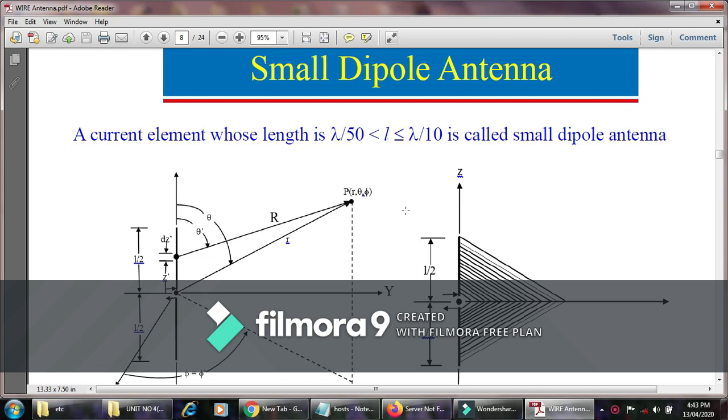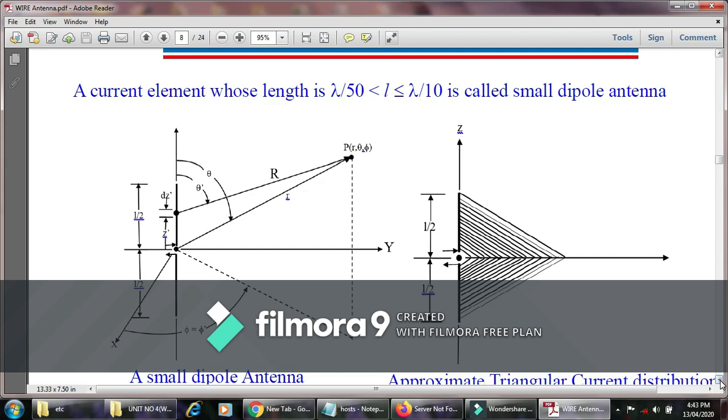A current element whose length L is greater than lambda by 15 but less than lambda by 10 is called the small dipole antenna. The schematic presentation shows the current distribution and construction of the small dipole antenna.